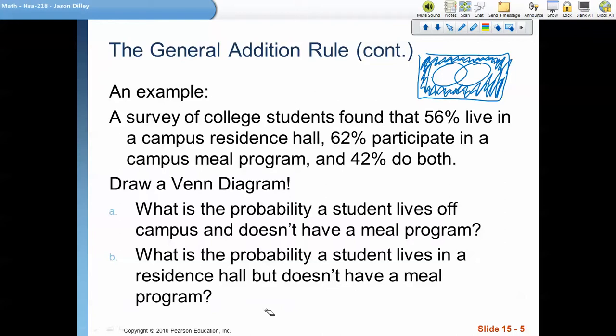So it's an interesting question. Is this an and statement or an or statement? It's definitely an and statement.